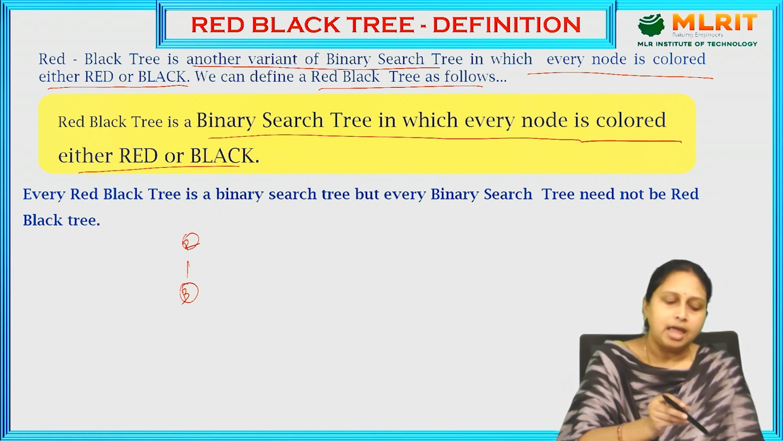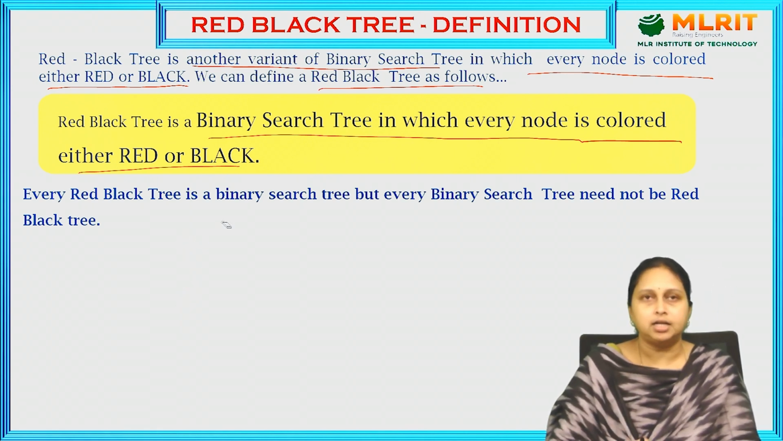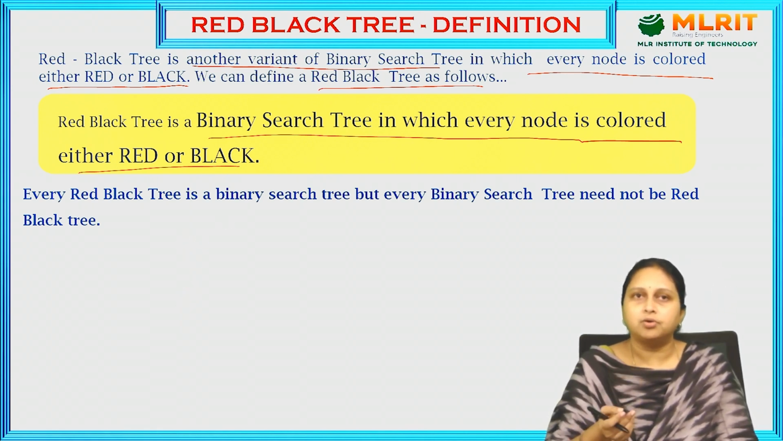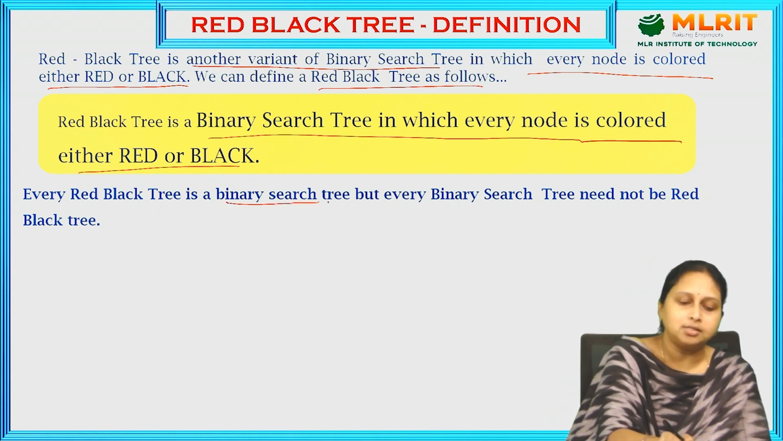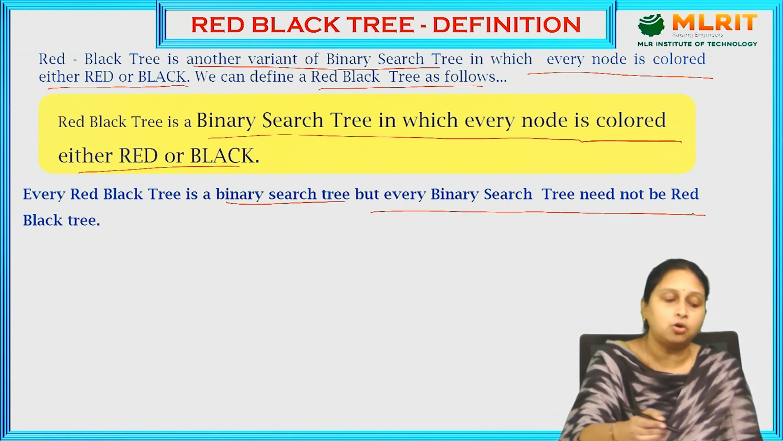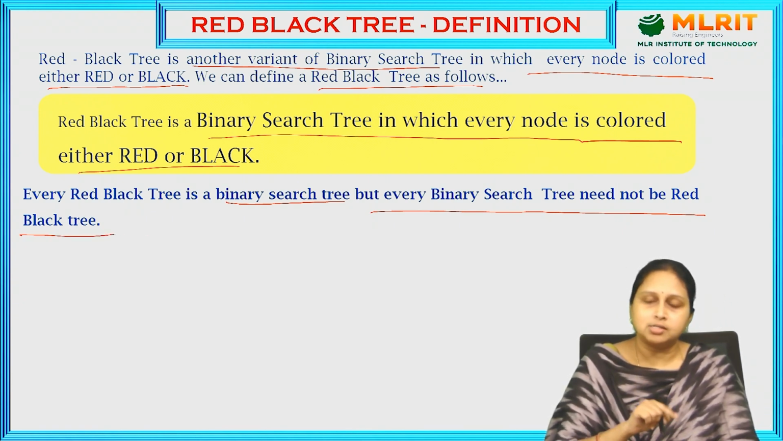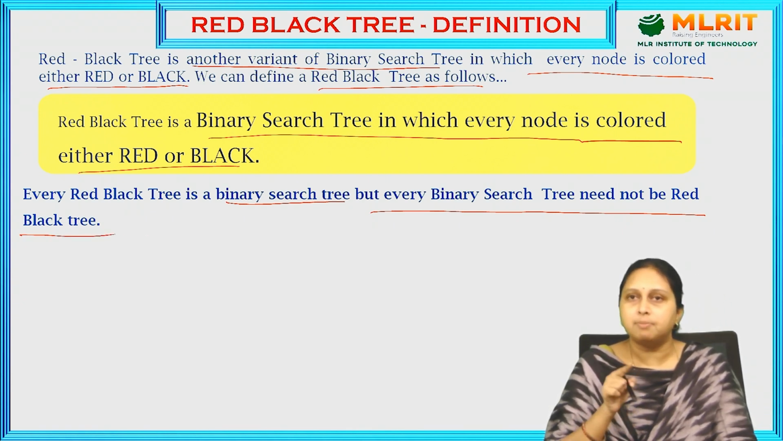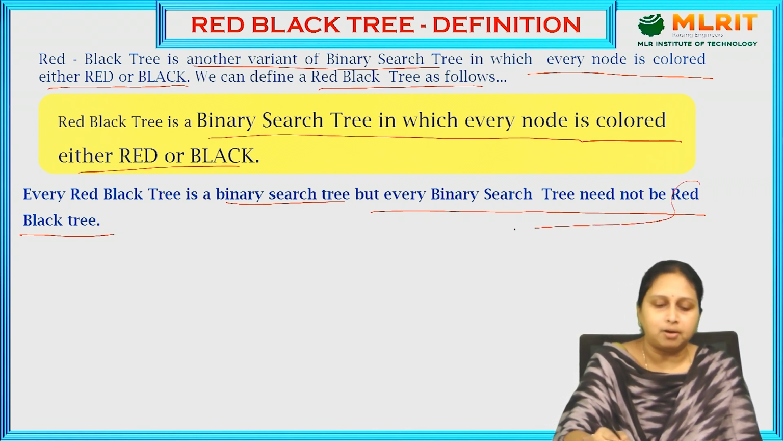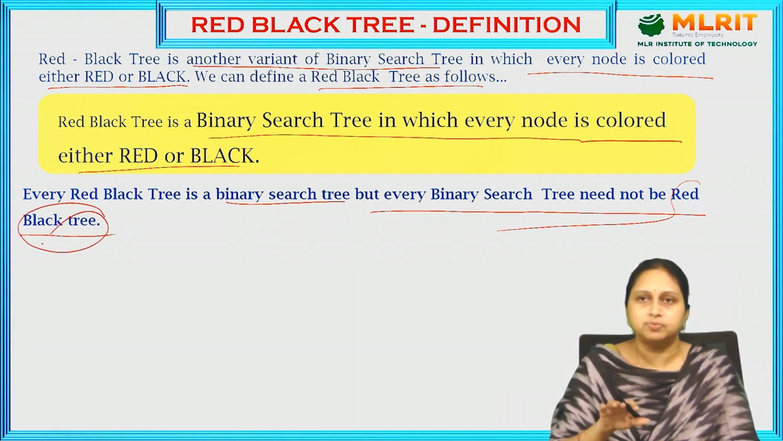Every red-black tree is a binary search tree. Every red-black tree that you construct is a binary search tree. But every binary search tree need not be a red-black tree. The red-black tree you are constructing is a binary search tree, but whatever binary search tree you construct will not necessarily be a red-black tree. Please remember this. It is not vice versa.